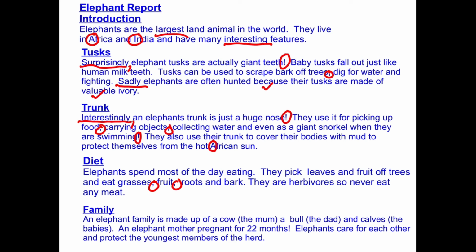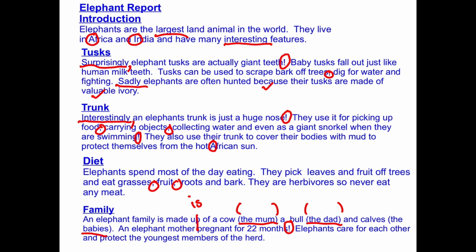An elephant mother... Oh, we've got a missing word. Let's put that one in because that doesn't make sense. An elephant mother is pregnant for 22 months! Exclamation mark. Elephants care for each other and protect the youngest members of the herd. Now, these things here are called brackets. And they're just used to explain. So it says a cow, and that's the name for the mum, a bull, which is the name for the dad, and calves, which is the name for the baby. So brackets are just an extra bit of information just in case people didn't know what you meant.